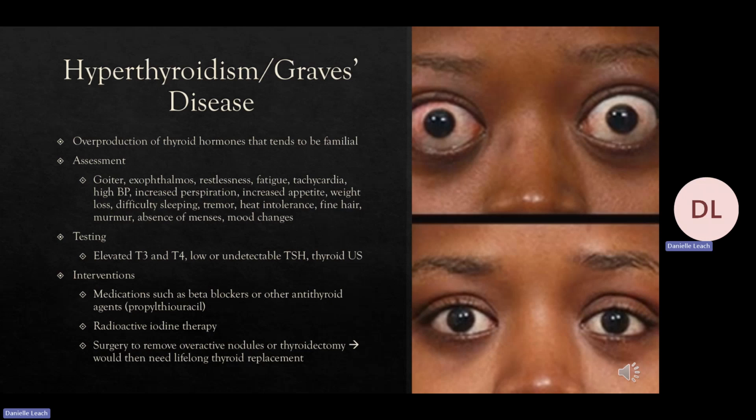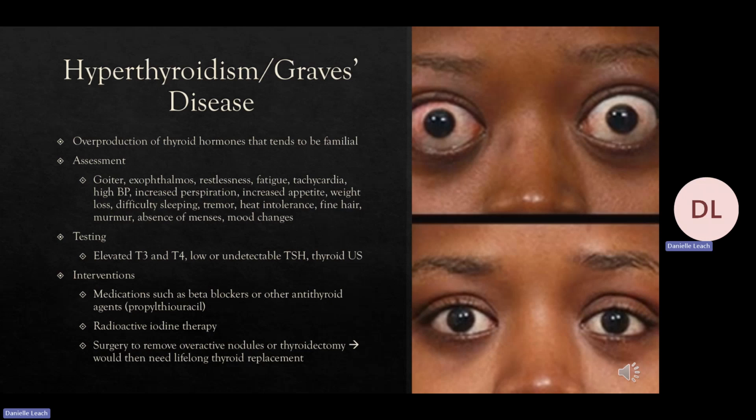To test for this, we can test and see that there's elevated T3 and T4 levels, and then there would be lower, undetectable TSH levels. We can also do a thyroid ultrasound to look for nodules or enlargement.